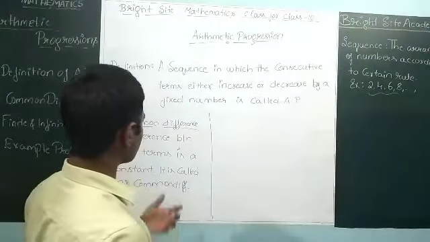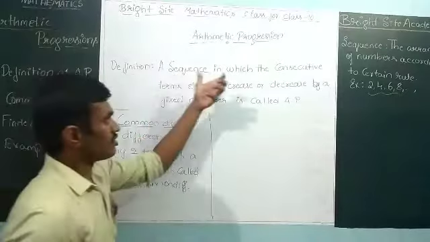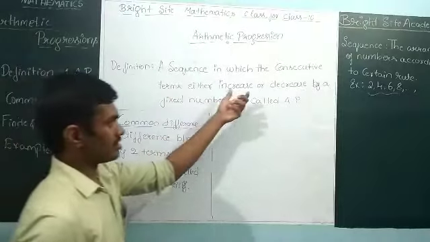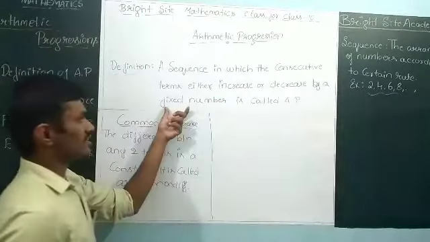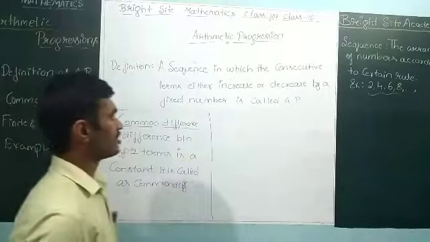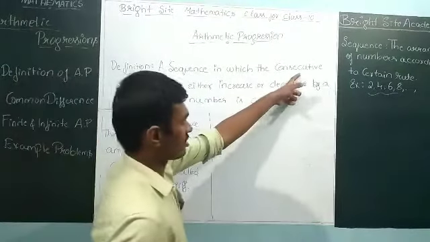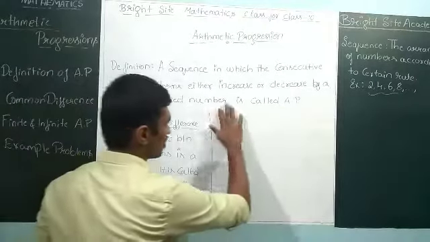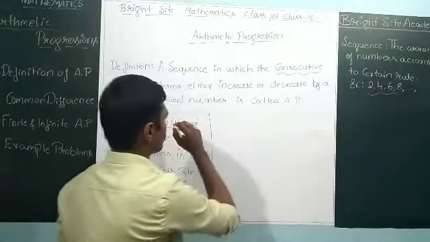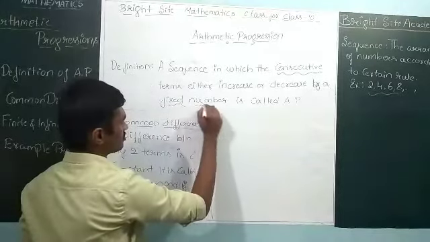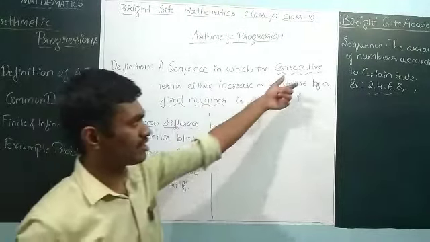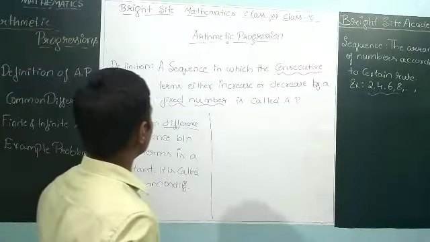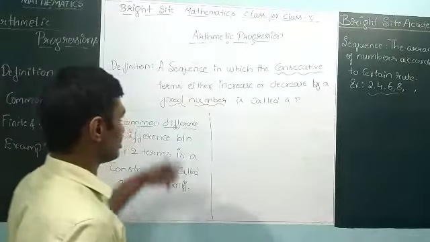A sequence in which consecutive terms either increase or decrease by a fixed number is called an AP. You may not know what the fixed number is here and you may not know what the consecutive terms are, right? So let us understand what arithmetic progressions are and what the definition is.